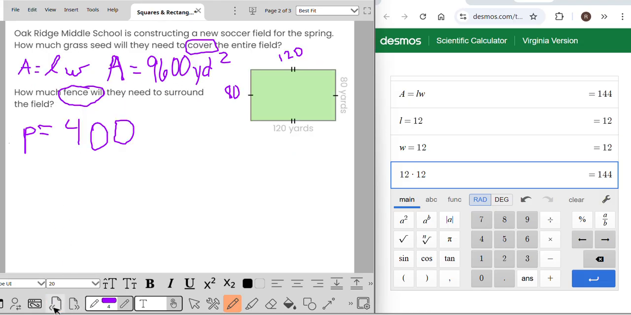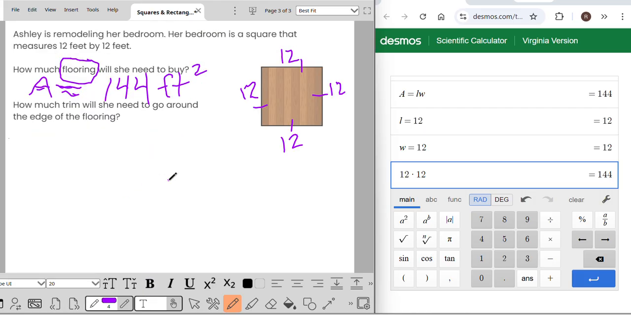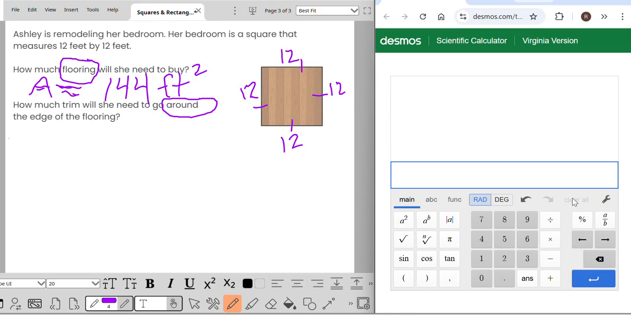As a matter of fact, let me go back here. And remember, this is 400 yards. It is not squared. I should have told you that before. Okay, so how much trim will she need to go around the edge of the flooring? Trim is going around the perimeter, just around the edges. Again, you can do it the way they do it, or I just add it all up, and which is 48 feet worth of trim. Just feet, not feet squared.